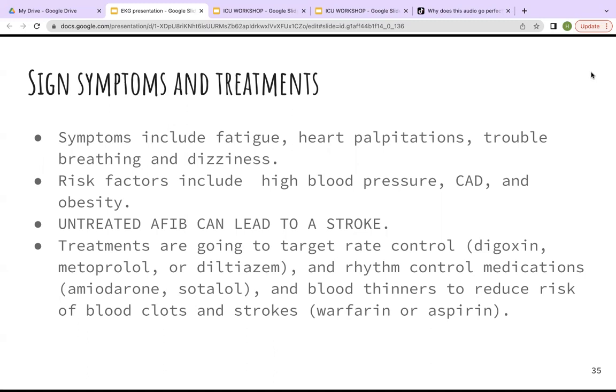So when we have someone who has chronic AFib, we're going to have something for rate control. That's going to be digoxin, metoprolol, and diltiazem. Rhythm control medications, for example, amiodarone, and blood thinners to reduce that risk of blood clots. So we're addressing trying to keep it under a normal rate, trying to convert it back to a normal rhythm, and try and prevent this patient from having a stroke, which is with warfarin or aspirin.